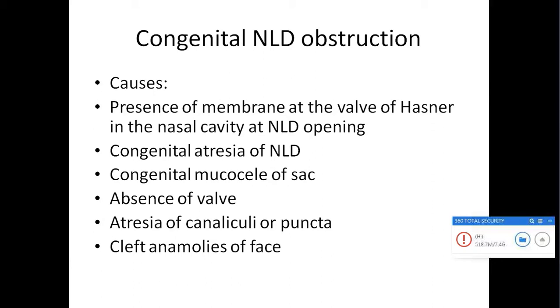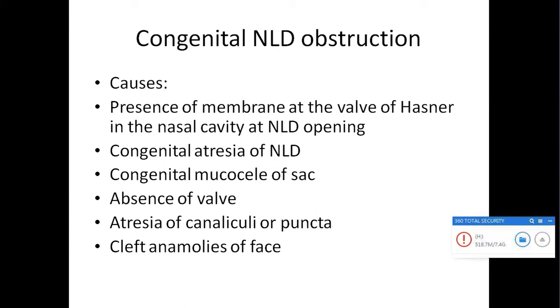Presence of a membrane at the valve of Hasner in the nasal cavity, at the NLD opening, is one cause. Congenital atresia of the NLD. As I told you, the NLD lacrimal system starts as a cord, cell cords, and canalization will occur. If canalization doesn't occur, it is known as atresia. So congenital atresia of the NLD is another cause for nasolacrimal duct obstruction.